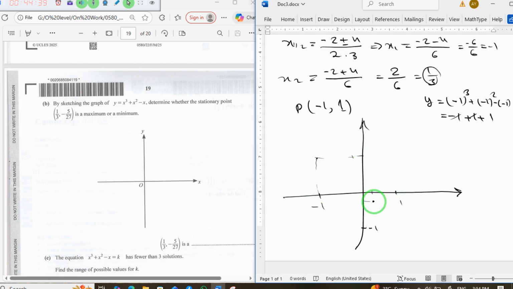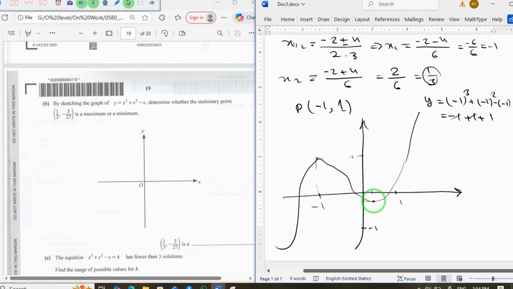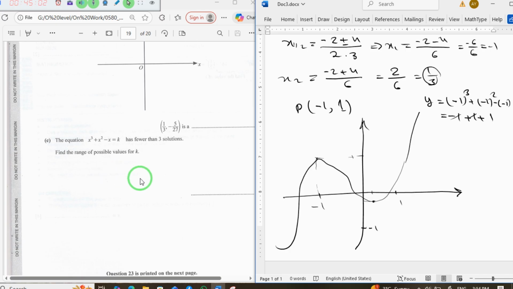It means when we draw the graph, maybe like this, it shows that this point is actually the minimum, not maximum. By sketching, we understand that this point is minimum.